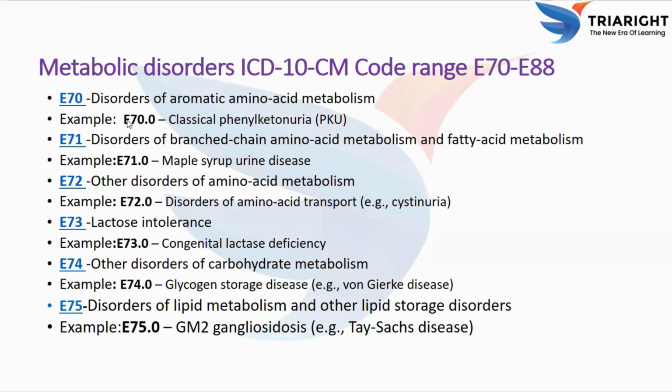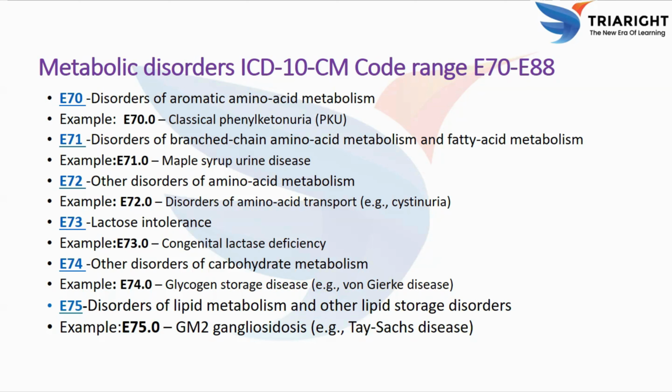For example, E70.0, classical phenylketonuria. So what do you mean by PKU? It's a genetic disorder in which the body cannot break down the amino acid phenylalanine because of the deficiency of the enzyme.